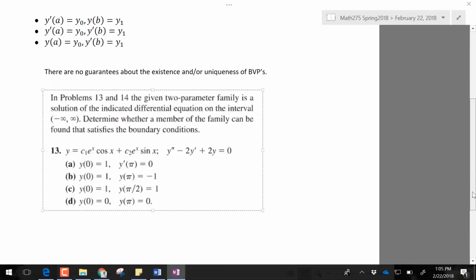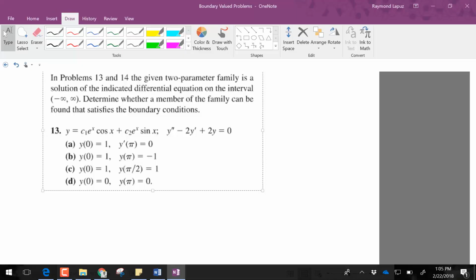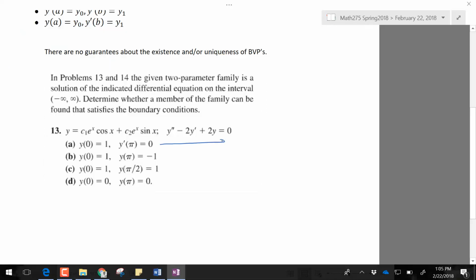So here we have our differential equation that has our general solution, a 2-parameter family solution. We'll call that a general solution, and determine whether a member of the family can be found that satisfies a boundary condition. So let's take a look at a couple of them. Let's take a look at A and C. So let's see if we can find a solution for our first one.